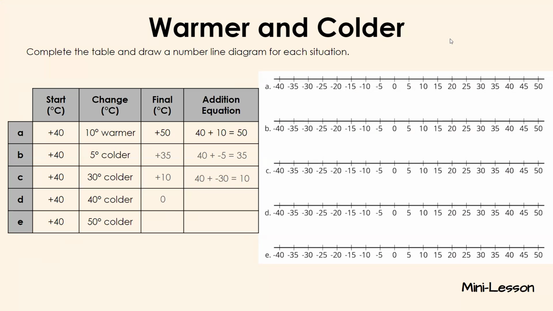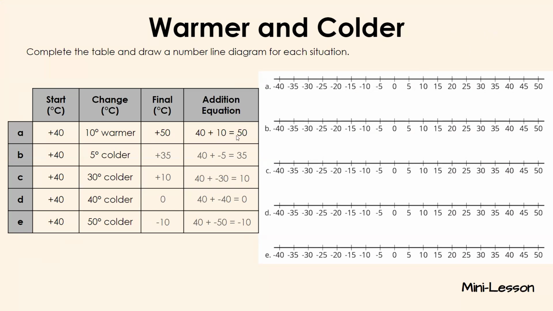We start at 40, we get 40 colder, we're at 0. The addition equation would look like this. 40 plus -40 is 0. We start at 40 and we get 50 degrees colder, we'll be at -10. The equation looks like this. 40 plus -50 is -10.